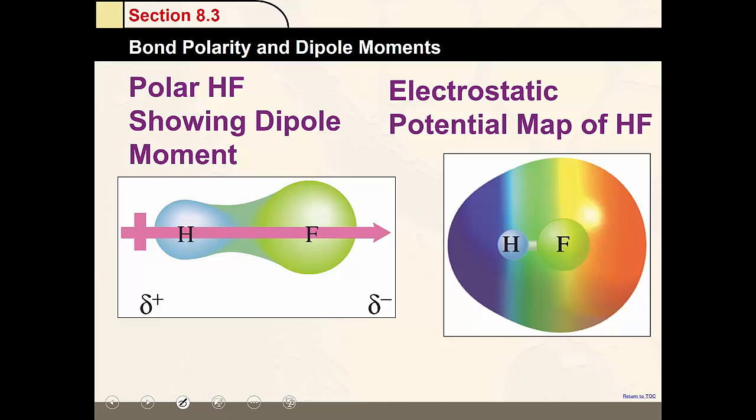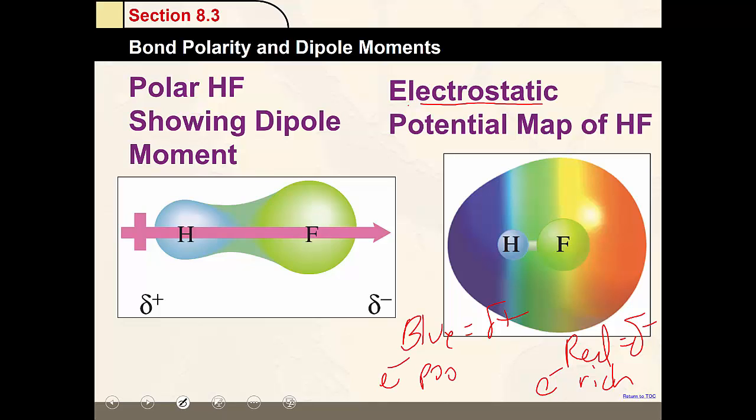And in general, in this electrostatic map, the red portion indicates partial negative charge. That red portion means it's electron rich, meaning it's attracting electrons, whereas the blue indicates the partial positive charge, or the region that's electron poor, meaning electrons are being taken away from that region.